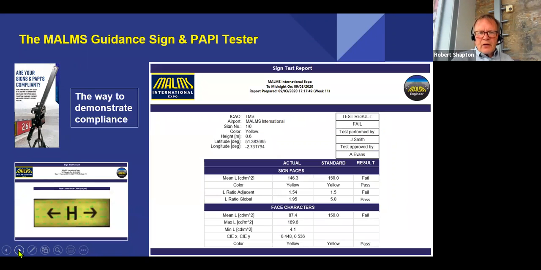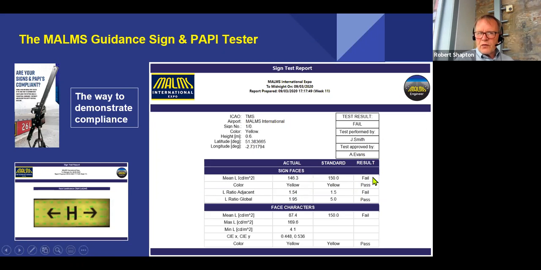Next one, please, Keith. This is an example of a summary sign test report. In this case, the signs actually failed. If you can see there, what we record there is the mean average lux on the sign fascia. In this case, it's a yellow sign. The standard is 150 candela, and it's only 146.3. So it's a fail for that reason.